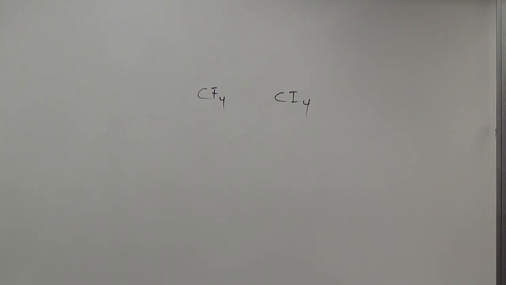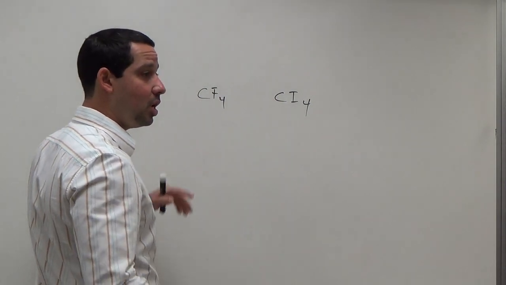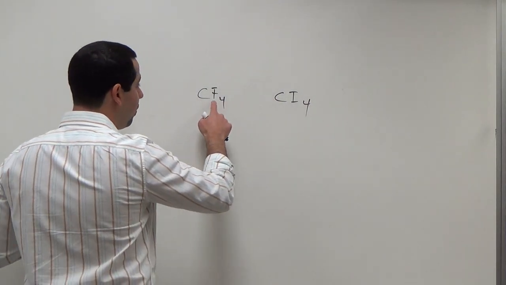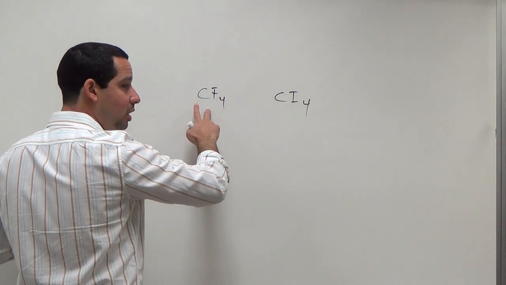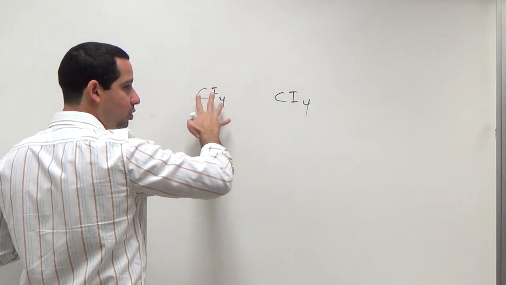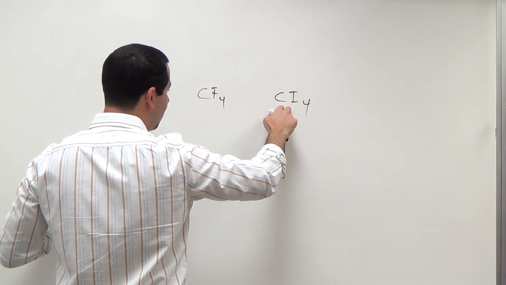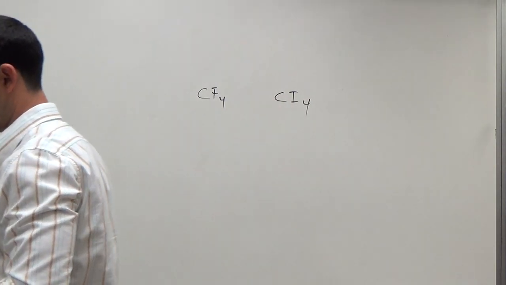Don't look at me, just look at the compound. The answer is not in my face. Yes, they are both non-polar. This is non-polar because it has four of the same atoms. Your confusion could be that fluorine is more electronegative than iodine, so this will have a higher dipole. It will, but this is symmetrical, so they all cancel out. So this has a higher molecular weight. They're both non-polar. This has the higher boiling point.